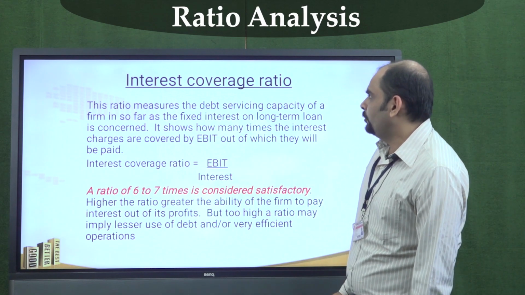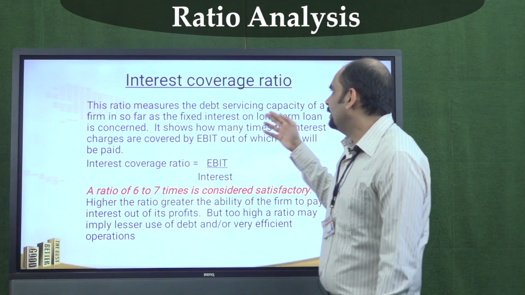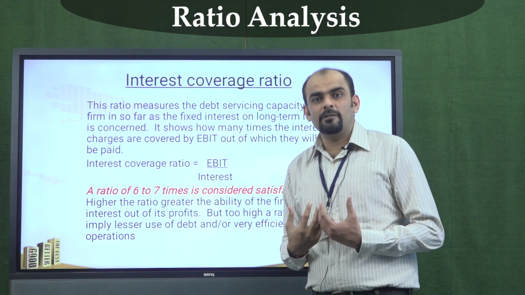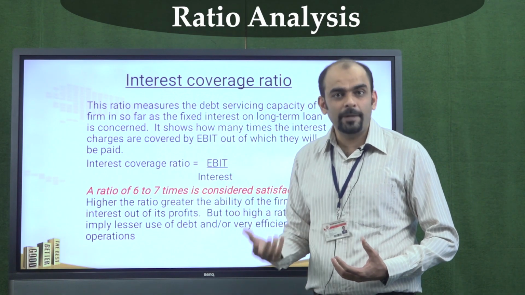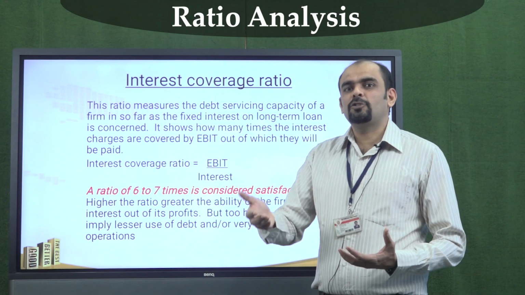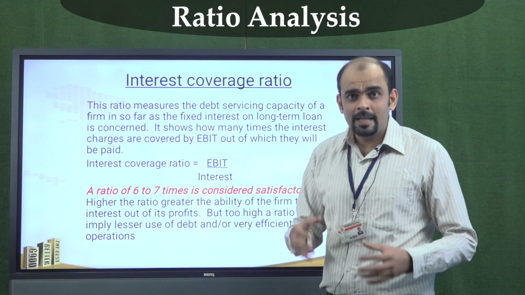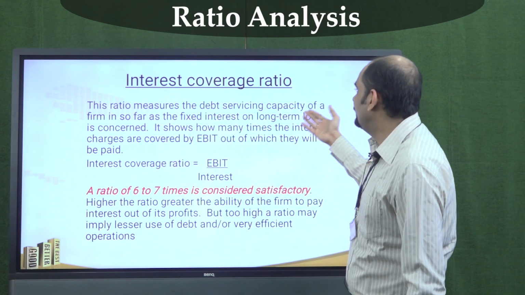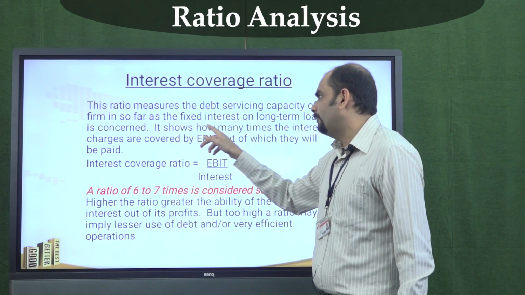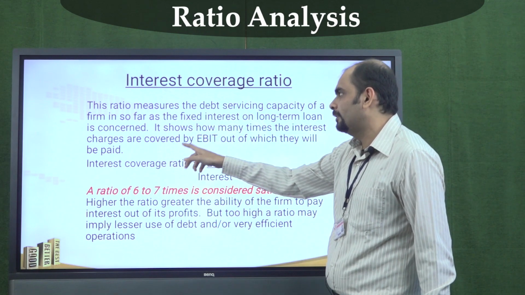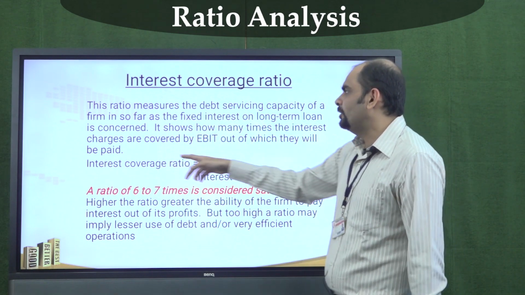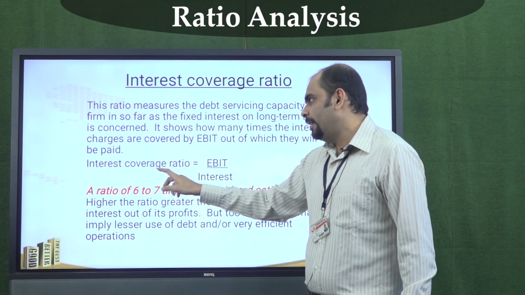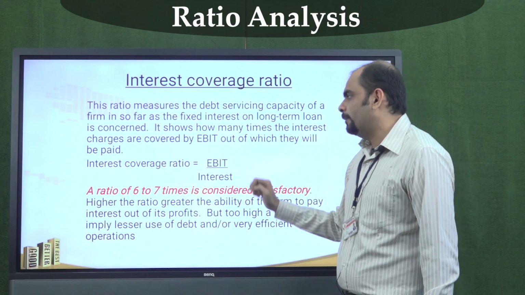Interest coverage ratio. This ratio measures the debt servicing capacity of the firm. As the name suggests, how well you are able to cover the interest out of your profit. There is certain interest that you need to pay every year, that is interest on debentures, interest on long-term loans. How well you are able to manage that. This ratio measures the debt servicing capacity of a firm in so far as the fixed interest on long-term loan is concerned. It shows how many times the interest charges are covered by EBIT, out of which they will be paid. Interest coverage ratio is equal to EBIT upon interest.